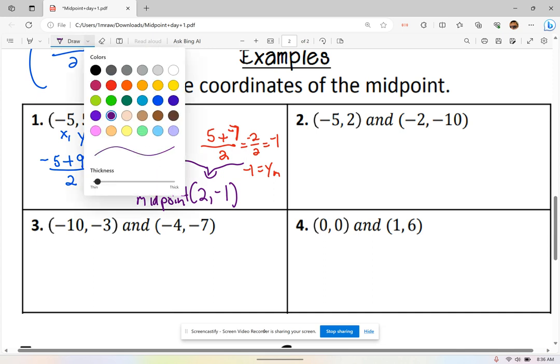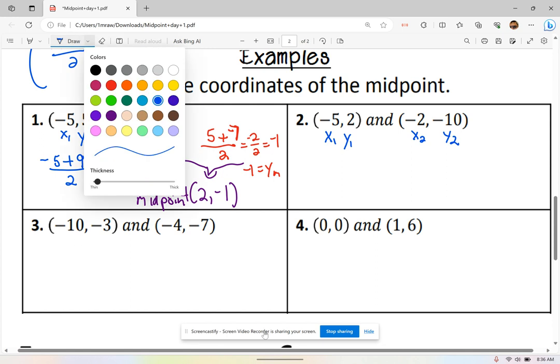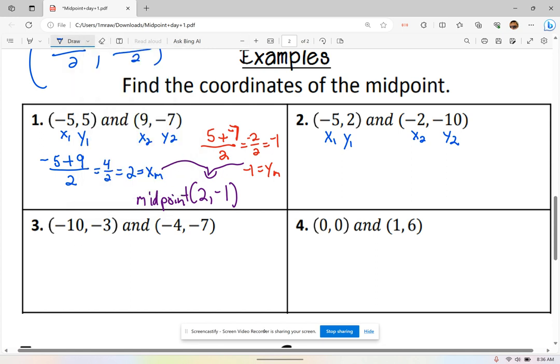Again, let's go ahead and label. Labeling is so important. We kind of did that when we were talking about distance, right? So let's go ahead and work on the x values. So x sub 1, negative 5, plus x sub 2, negative 2, over 2, which is going to give me negative 7 over 2, or negative 3.5. Okay, remember that's x sub m.